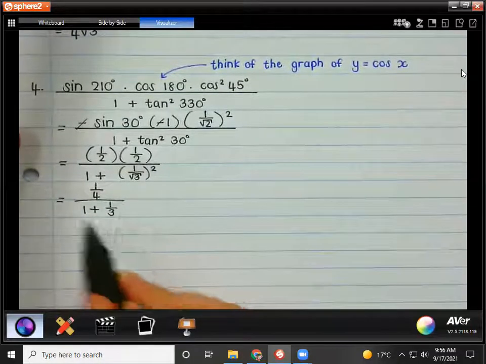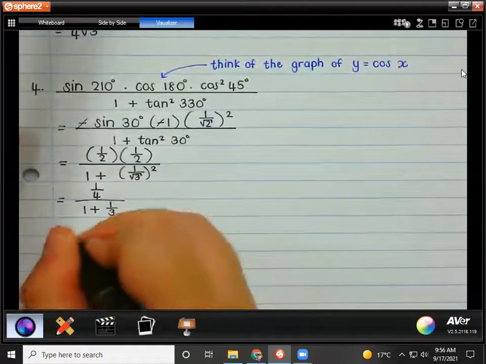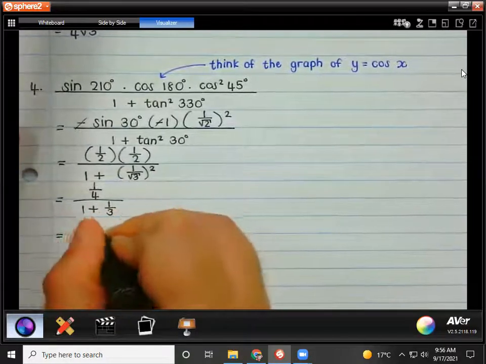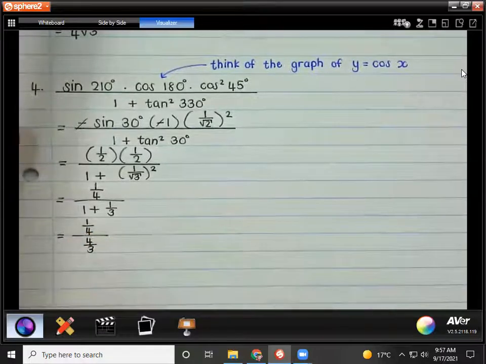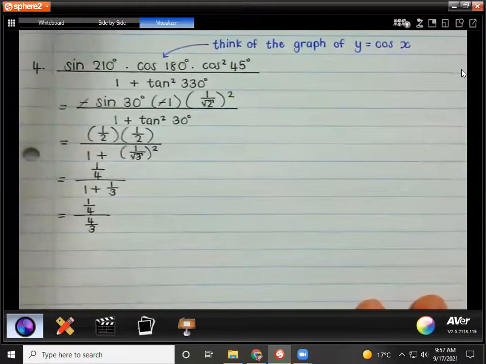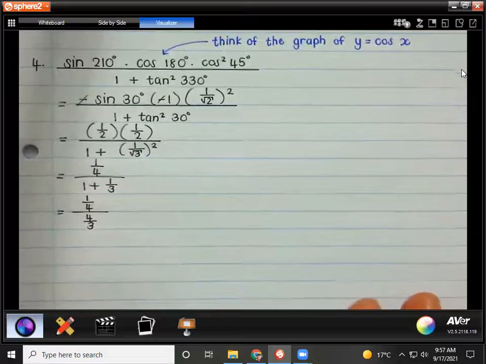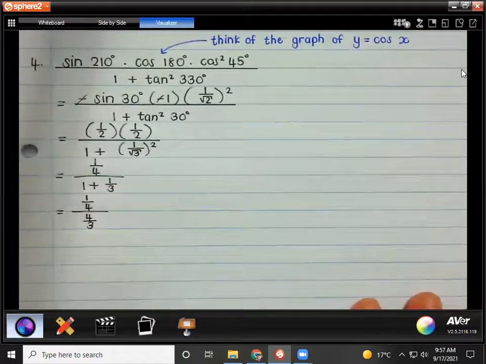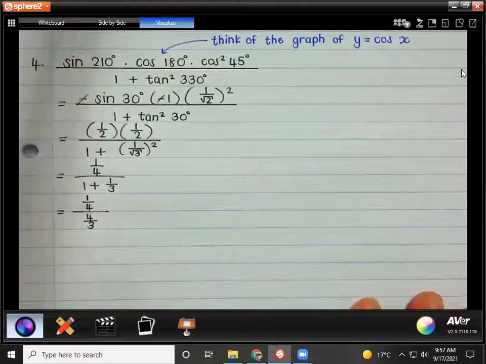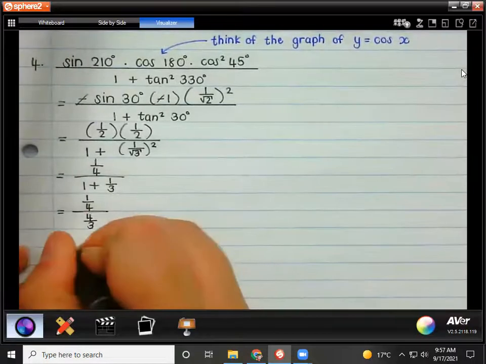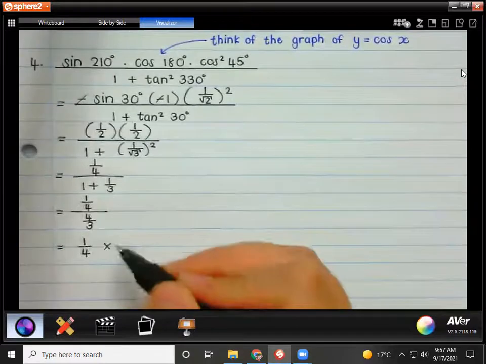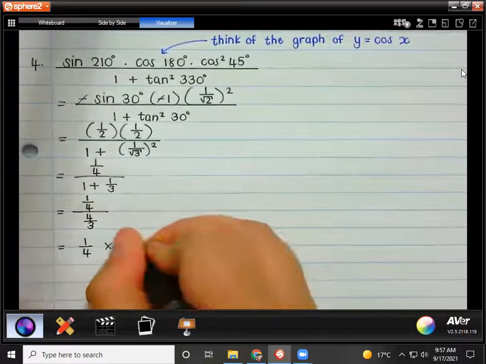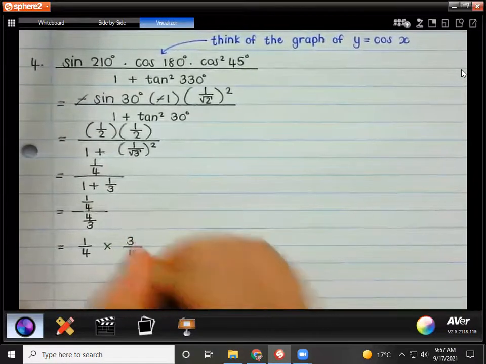Now, what is 1 plus a third? Can you do that in your head? It's 4 over 3, hey? That's again something that if you type that into the calculator, we're not going to know. But yeah, I think most of you are able to do that in your head. And now we need to tip and times. So we're going to have a quarter times 4 over 3. I now have to tip. It's going to become 3 over 4.